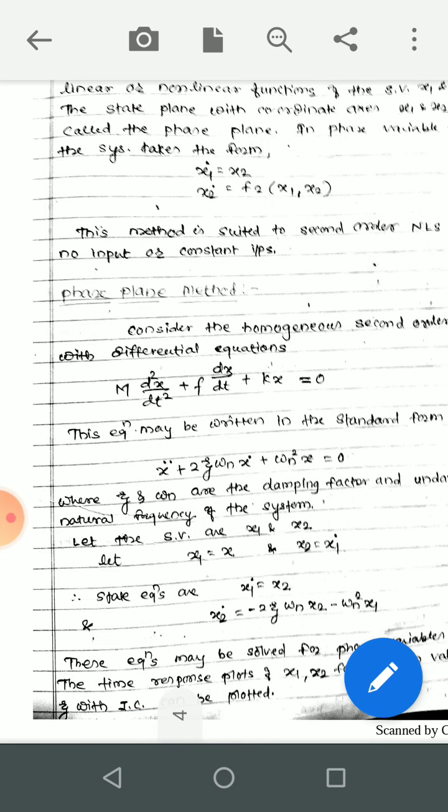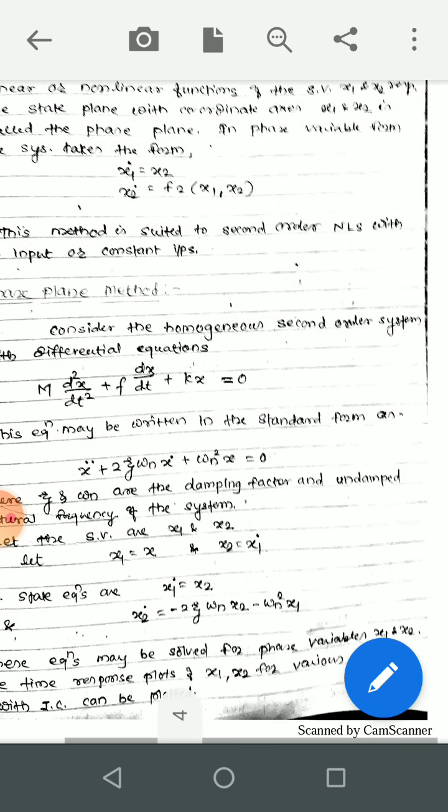Now consider the homogeneous second order system with the differential equation m d2x by dt square plus f dx by dt plus kx equal to 0. So this equation may be represented in standard form as x double dot plus 2 zeta omega n x dot plus omega n square x is equal to 0, where zeta and omega n are the damping factor and undamped natural frequency of the system.